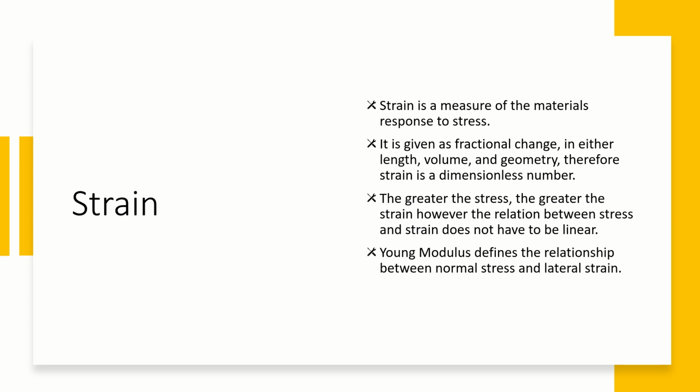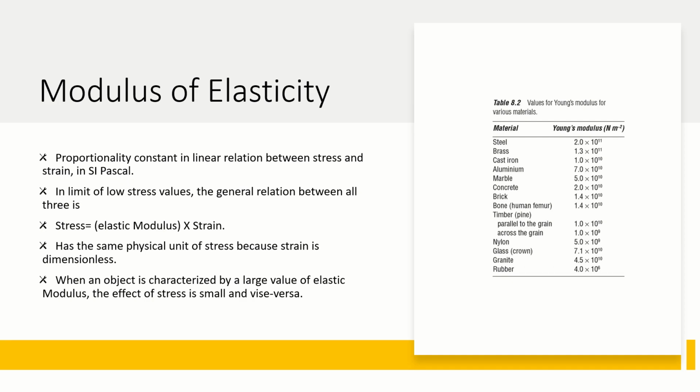And then Young's modulus defines the relationship between normal stress and lateral strain. And the modulus of elasticity is basically the proportionality constant in the linear relation between stress and strain, and that is also going to be in SI pascals. In limits of low stress values, the general relation between all three is stress equals elastic modulus times strain. And it has the same unit as stress because strain, as I mentioned before, is a dimensionless number. And when an object is characterized by a large value of elastic modulus, the effective strain is small, and vice versa.